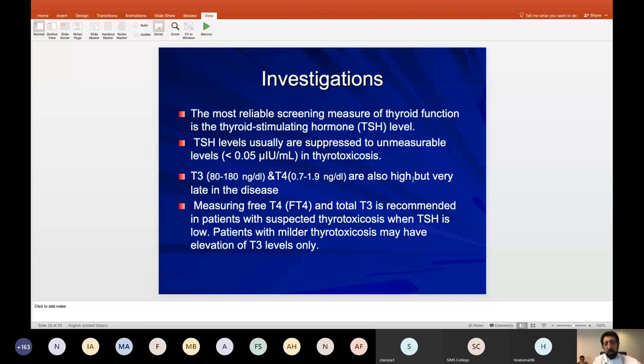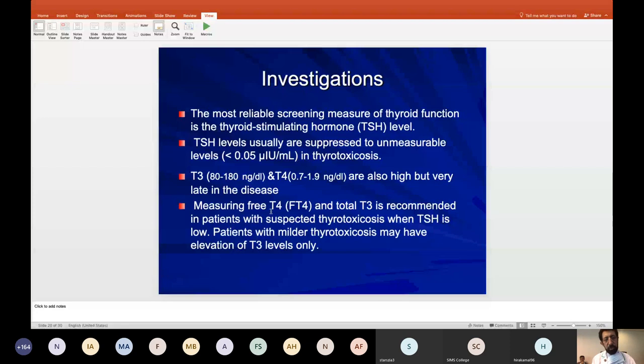T3 and T4, this is the normal range of T3 and this is the normal range of T4. They're also very high, but this enhancement is very late in the disease, you must remember. So T3 and T4, you would not find them in the beginning of thyrotoxicosis. If you want to have an early diagnosis, you have to measure the TSH levels, which will be very low. This is a late finding.